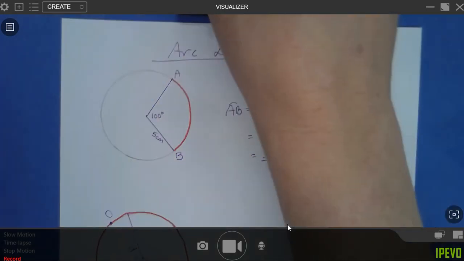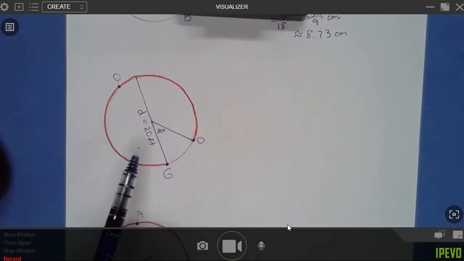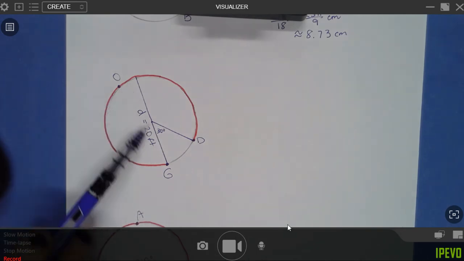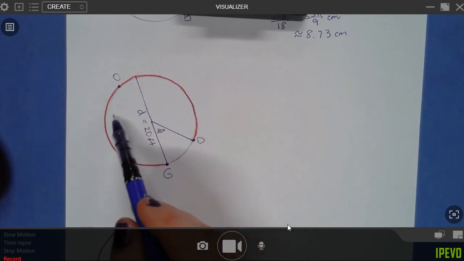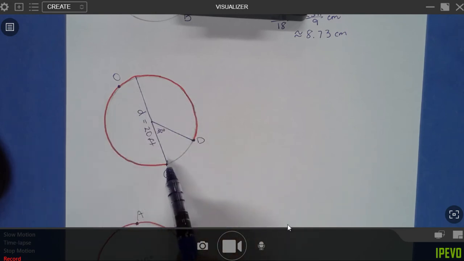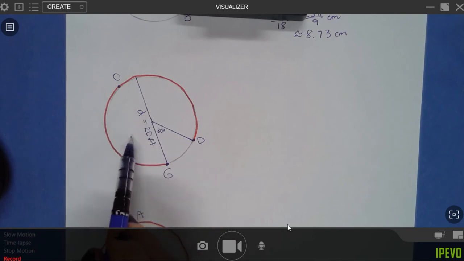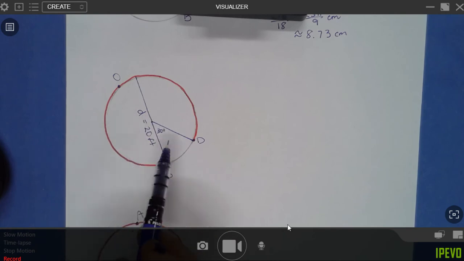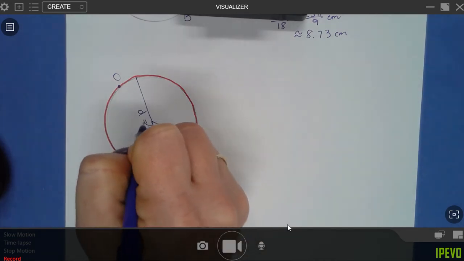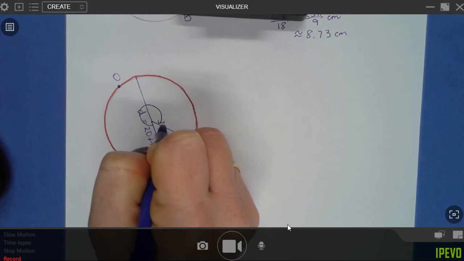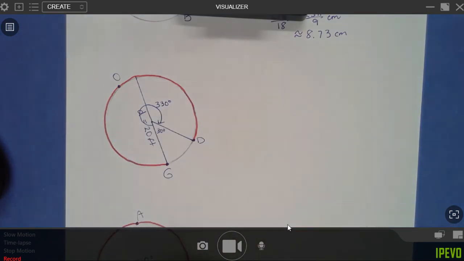So let's try another one. This one looks a little different. Instead of giving you the radius, you were given the diameter. And we want to find this red arc here, but we don't have the angle. Good news, we know that all the way around the circle is 360 degrees. So if I have 30 right there, this major arc from here to here is 330 degrees. We're going to use 330.